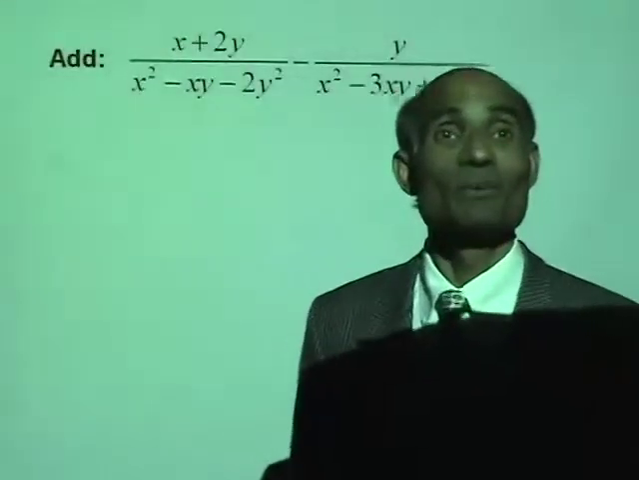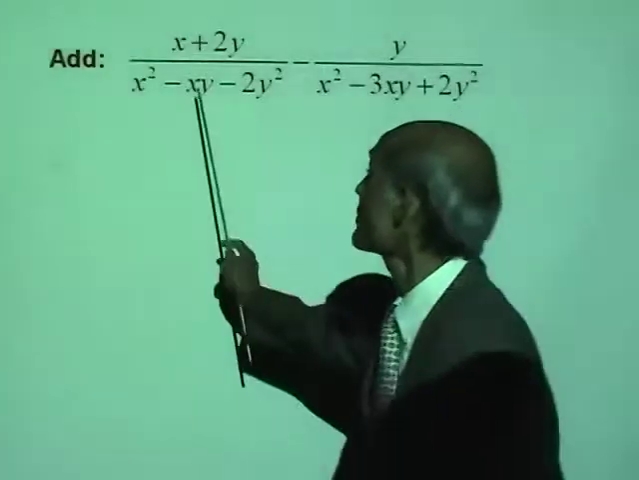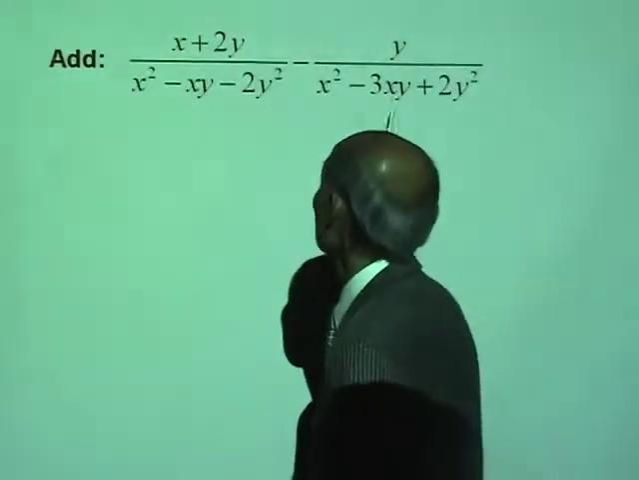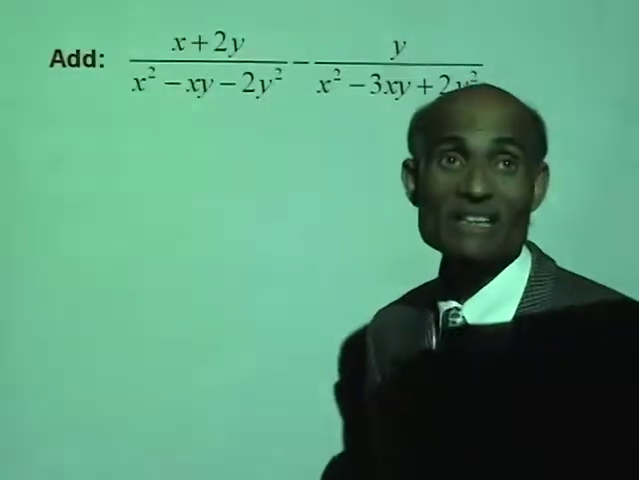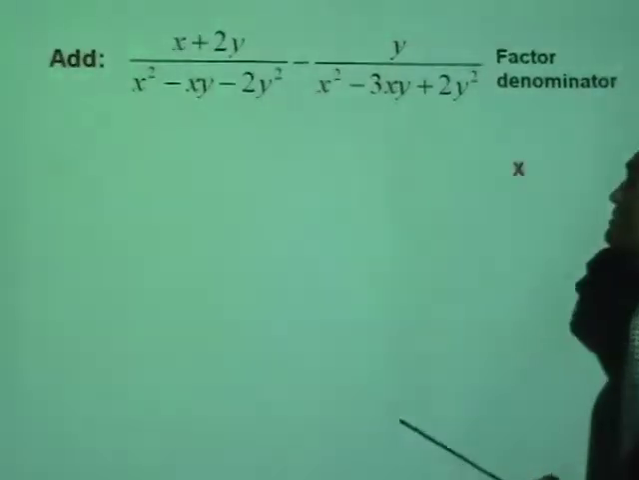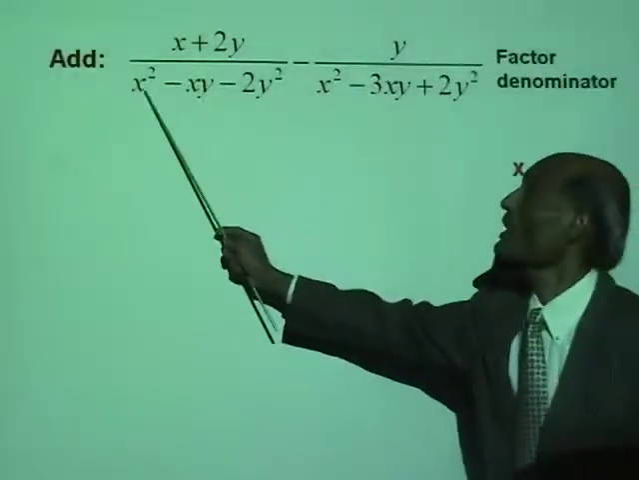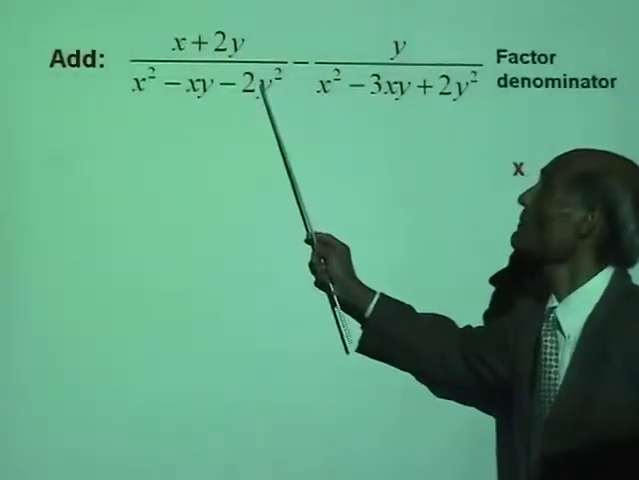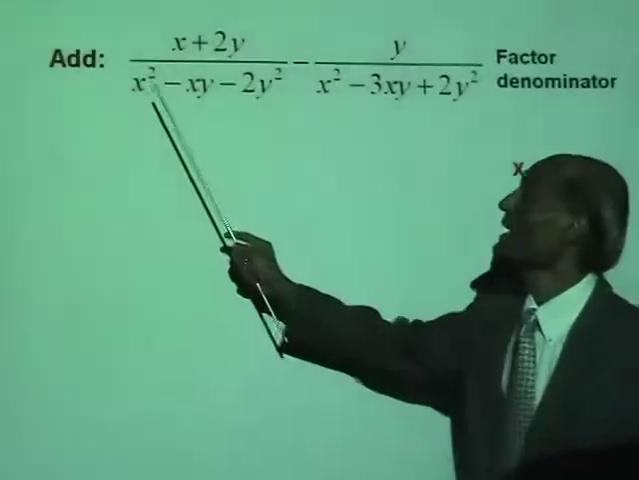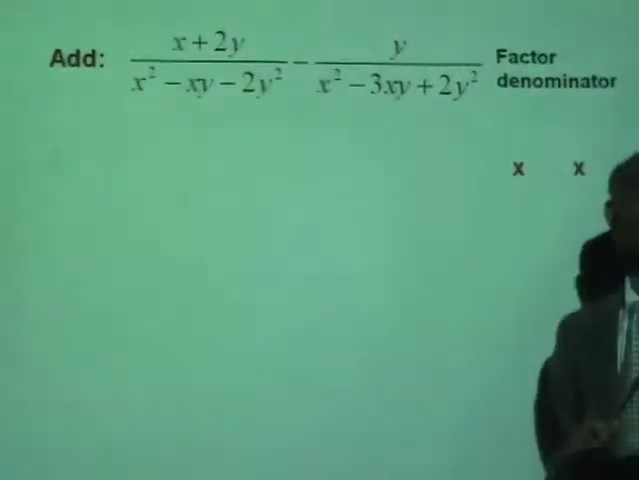Well, what's the method here? Start by factoring the denominators. Can you factor the denominators? Factor the denominator. Let's factor the first denominator: x squared minus xy minus 2y squared. x squared can be factored as x times x.